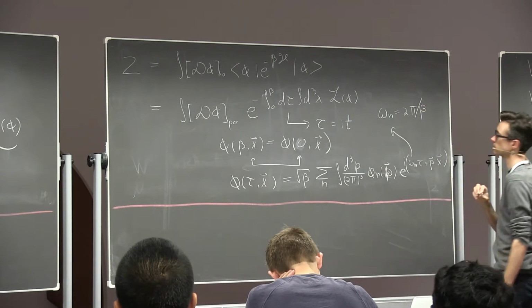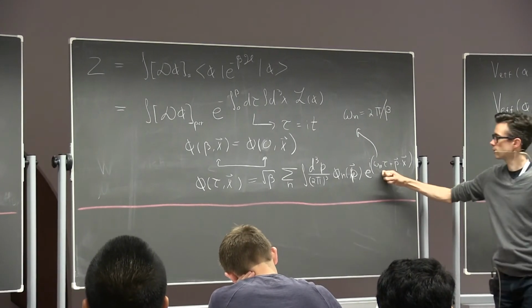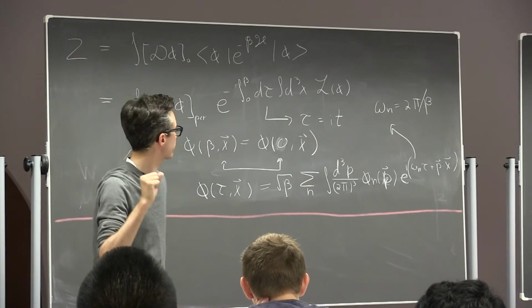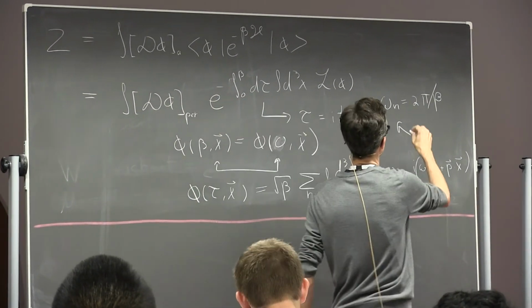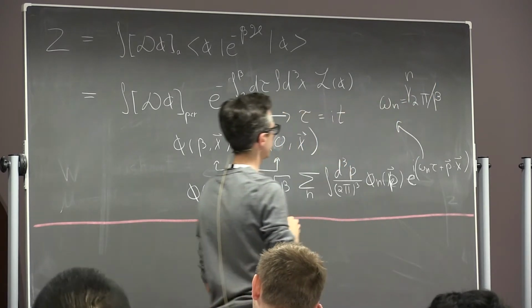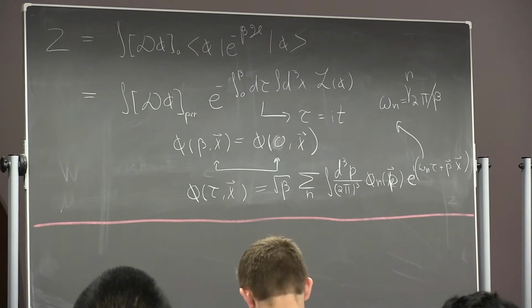2 pi n over beta. So I need these frequencies to get a periodic field. Oh, sorry, I forgot an n here: 2 pi n over beta. So this means that if I make tau equal to beta, I get back to where I started from.